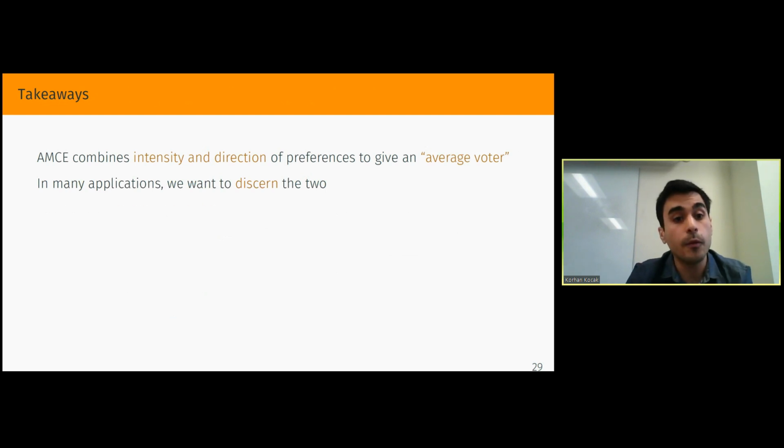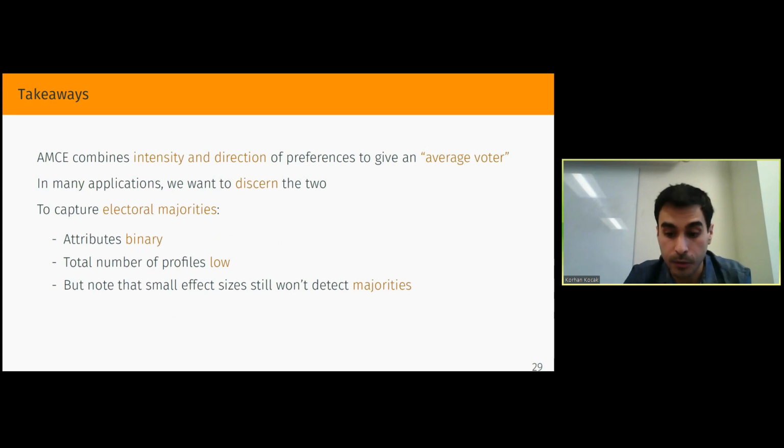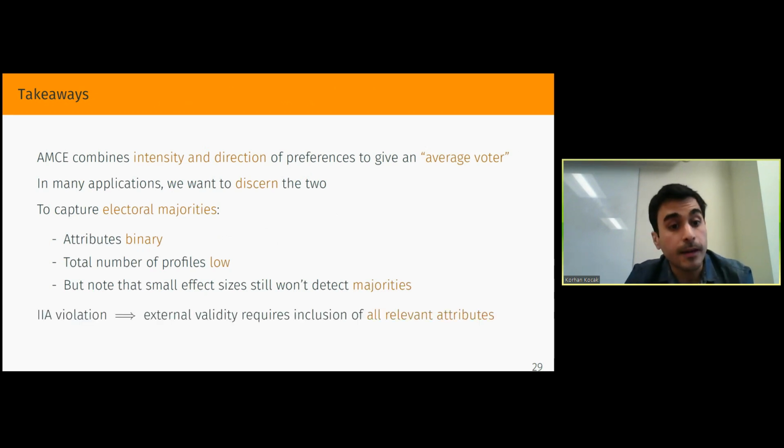More specifically, if we're talking about elections and we want to capture electoral majorities, what this paper tells us is that we want to keep our attributes binary to the extent possible, and the total number of profiles included in the experiment low. But be mindful that even then, small effect sizes still won't be able to detect majorities. On the flip side of this, what the IIA violation tells us is that the external validity of our estimates requires the inclusion of all relevant attributes. Because we know that by adding different attributes, we can flip the sign of an AMCE estimate.